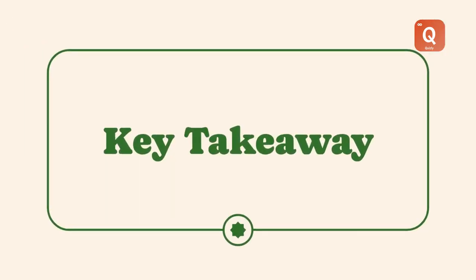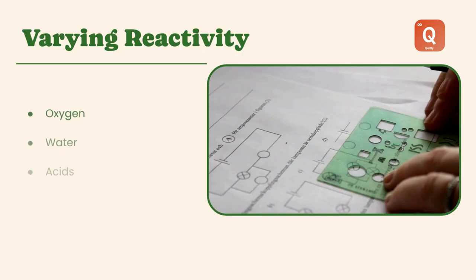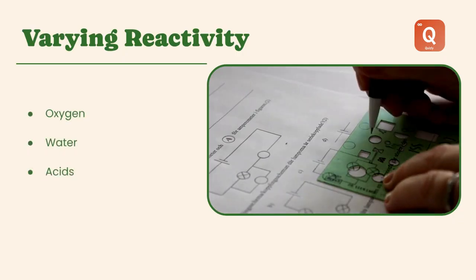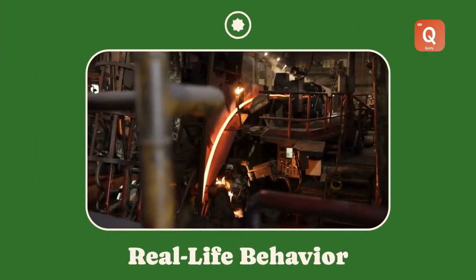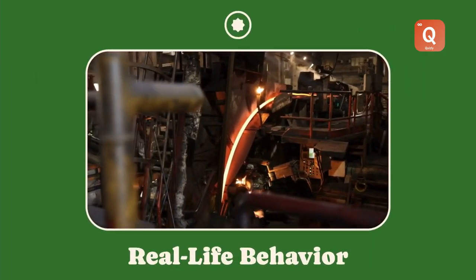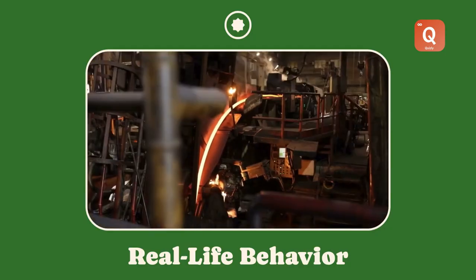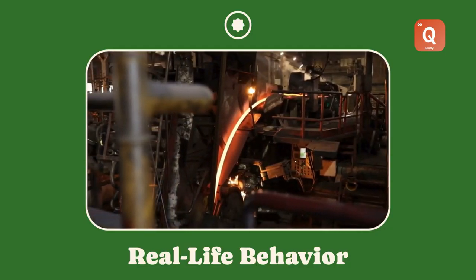So what's the main takeaway from all this? Metals exhibit varying reactivity when reacting with oxygen, water, and acids. Understanding these reactions helps us predict their behavior in real-life applications and processes. Keep revising, and you'll master this topic.